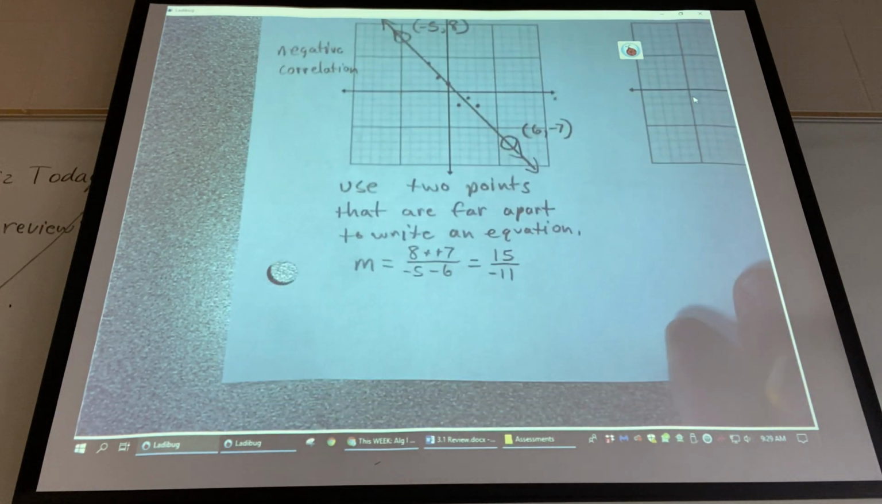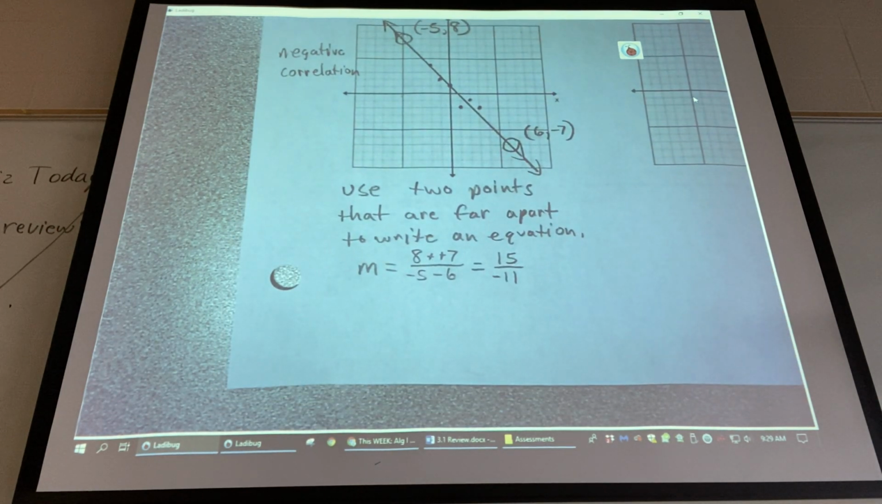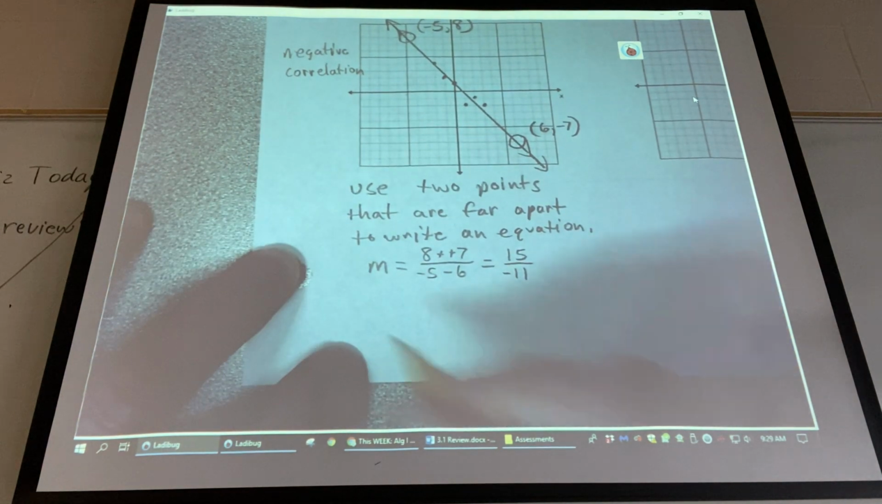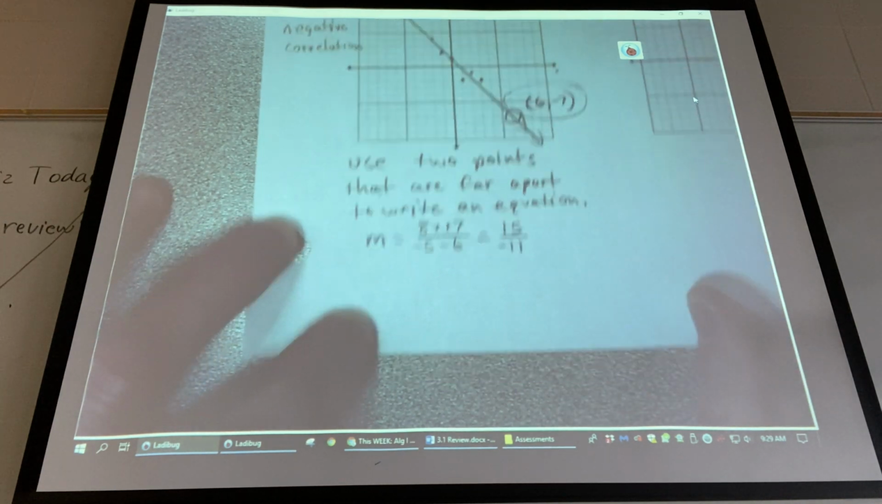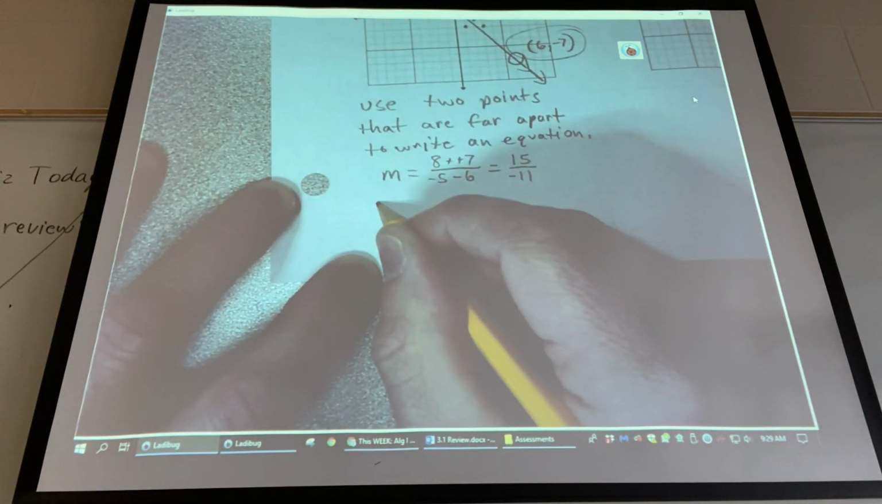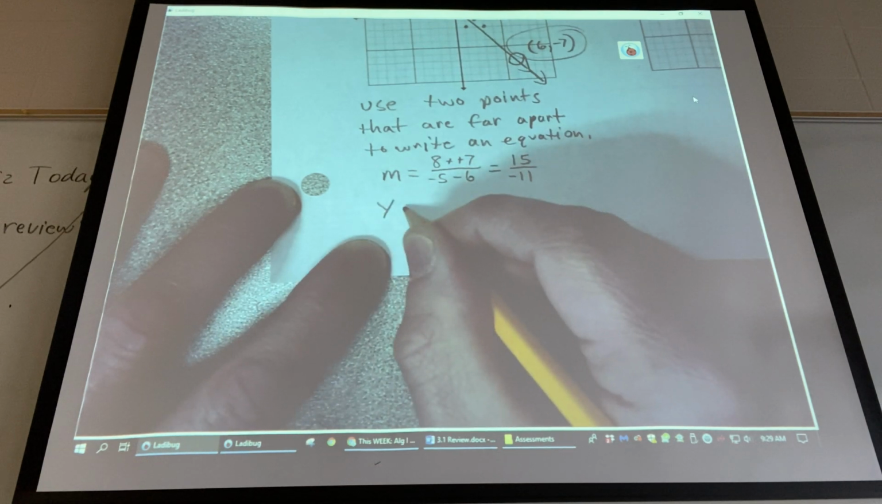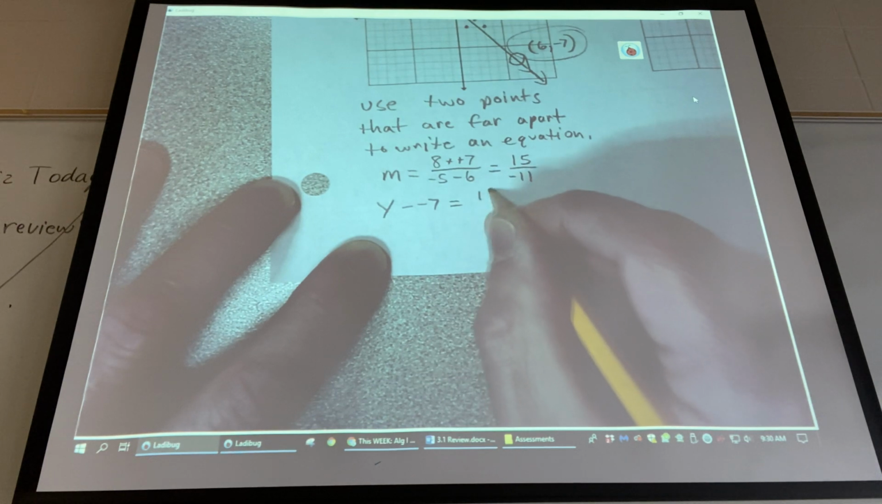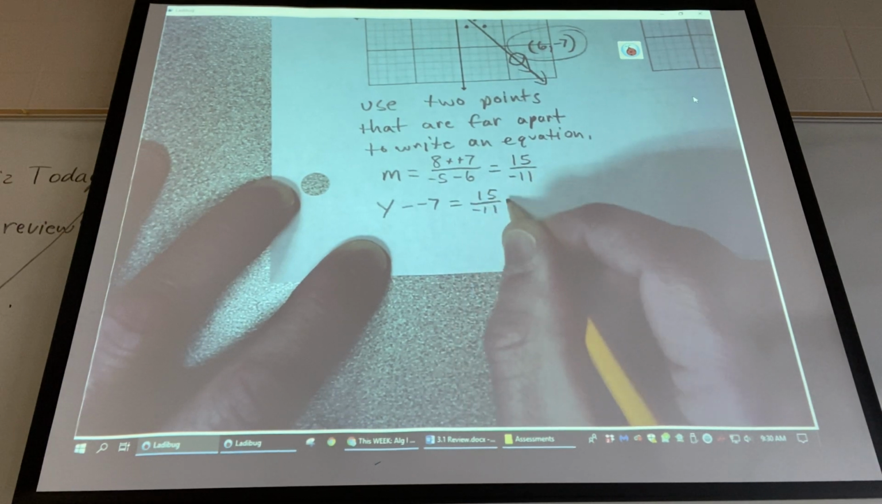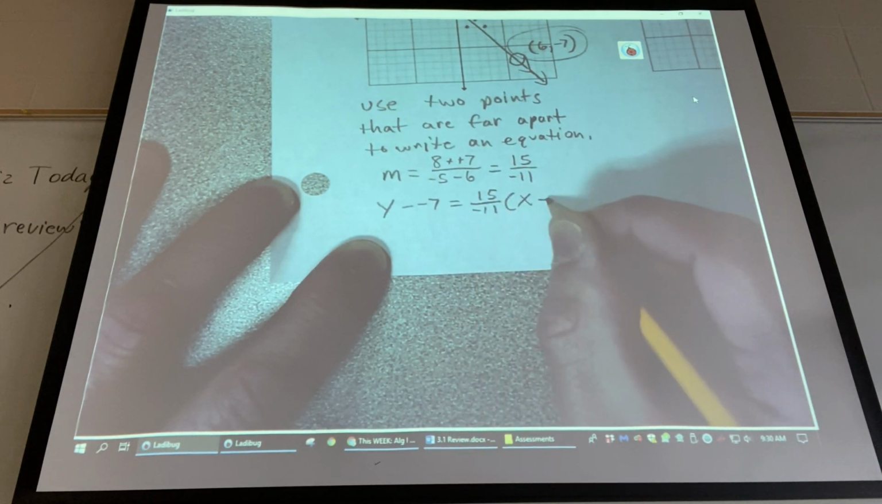Does that reduce? Mm-hmm. 11's prime. It doesn't reduce. Now I'm gonna do point slope form. And I'm gonna use, I guess I'll use this point right here since it's on the screen. So I'm gonna go point slope form: y - 7 equals my weirdo slope times x - 6.